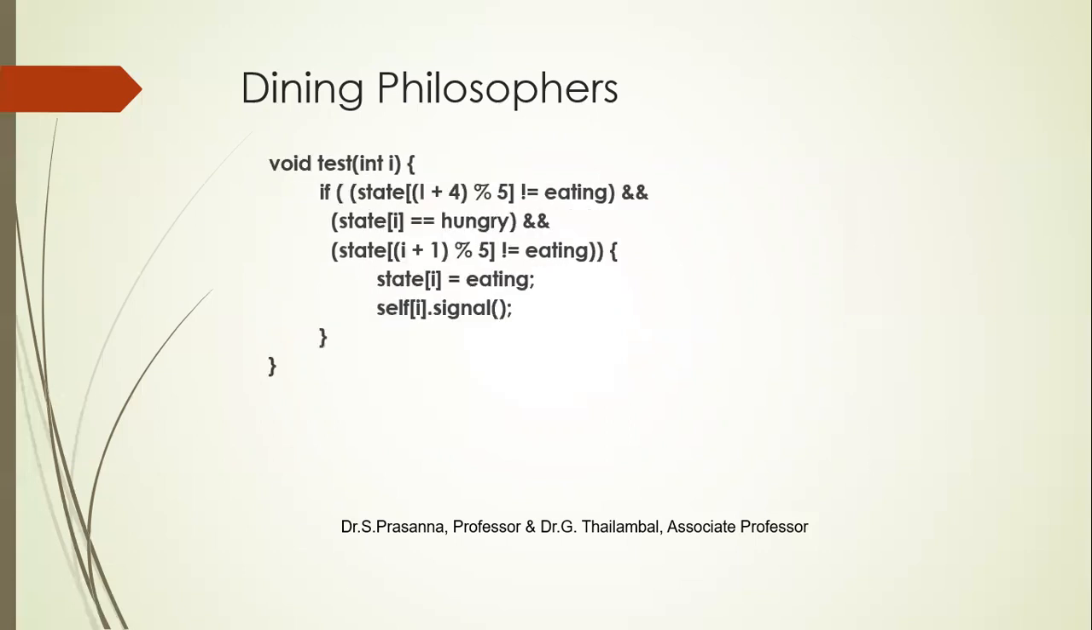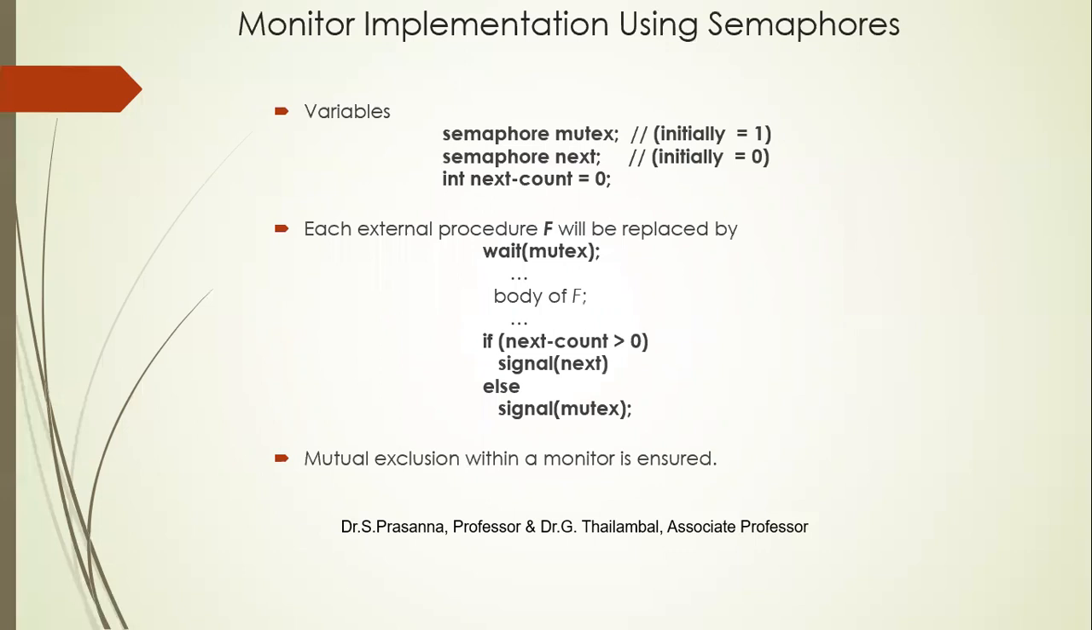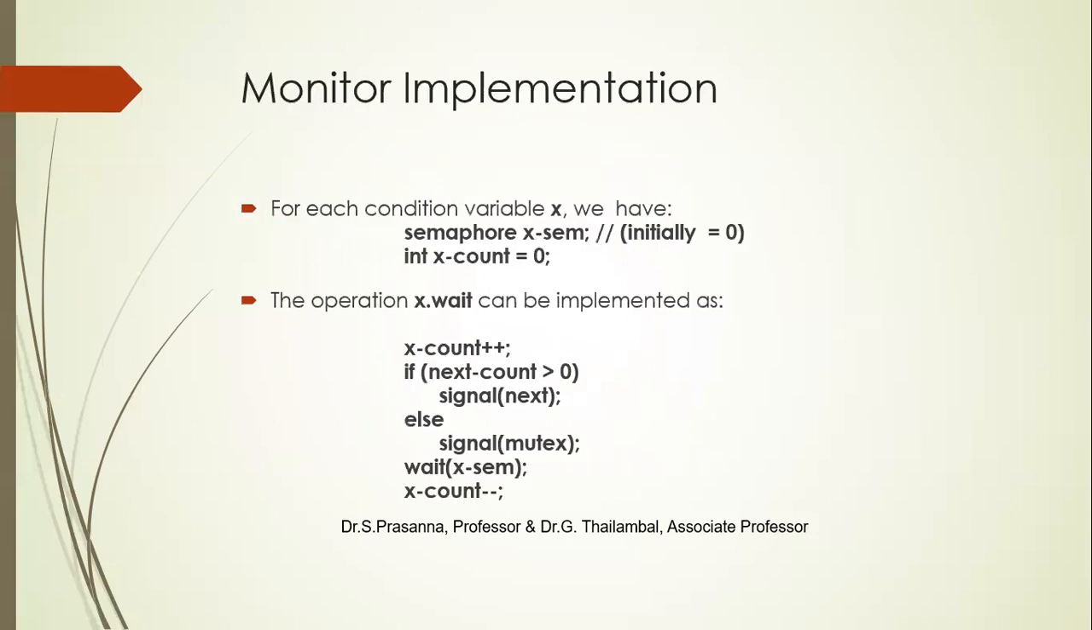They can use the chopsticks of the person who has now completed his eating. So we are checking the state of the philosophers using this test module, whether he is hungry and also wants to eat. Then, once he finishes eating, a signal will be given to the other person. The variables mutex and next count, and the external procedure, will be replaced by wait and signal of the mutex variable. So the monitor will definitely use the mutual exclusion concept, that is, the mutex variable, for its processing.